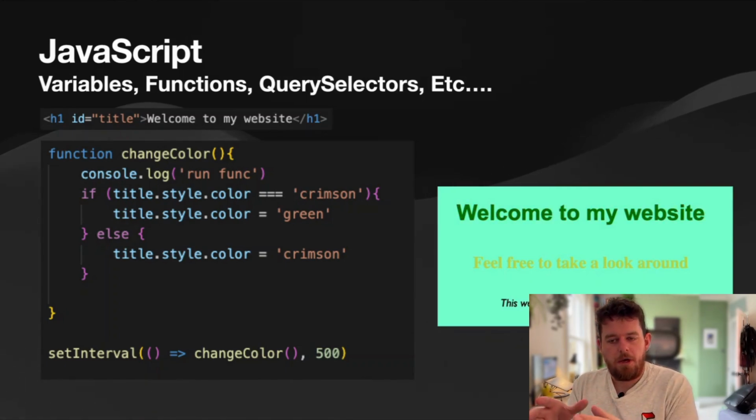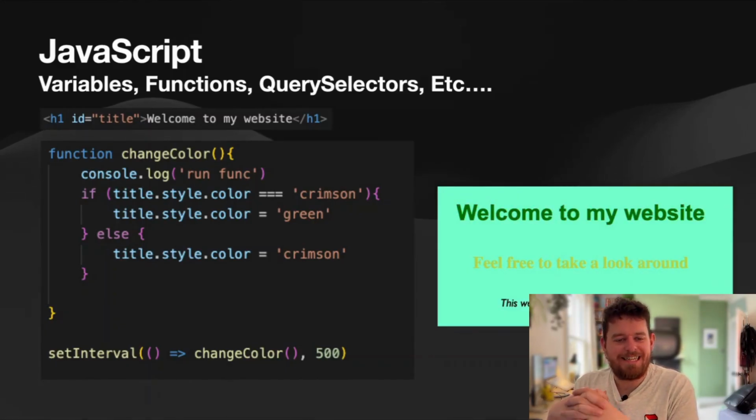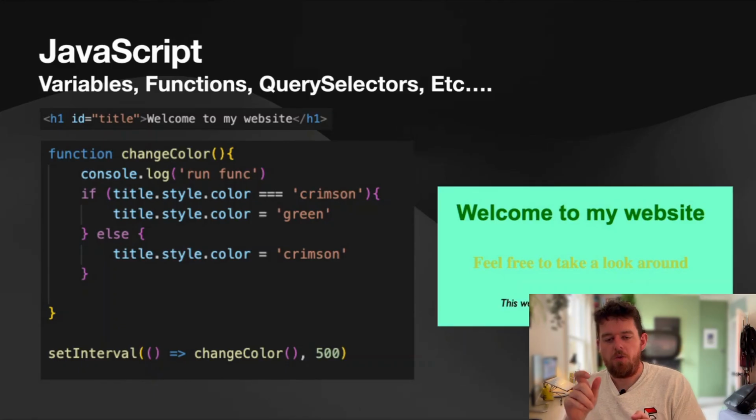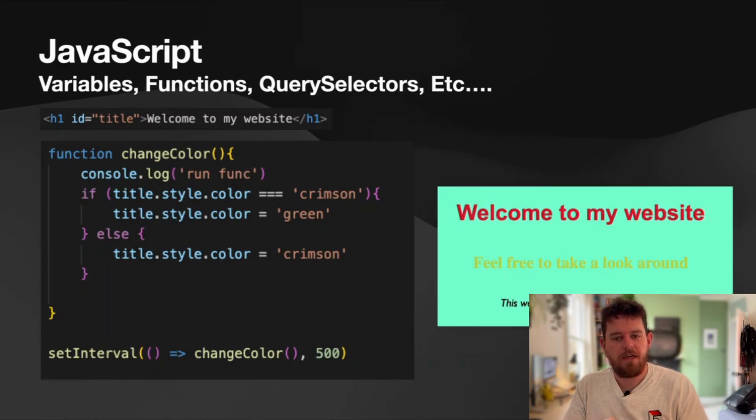Okay, that's great. But how do we actually get it to run? What we've done here is we've used something called a set interval. Basically what this will do is run whichever function we tell it to any number of times. We've added 500 as the second argument to that, but don't worry if this doesn't make too much sense right now. What that says is run this change color function every 500 milliseconds. So every half a second, we want it to change from green to crimson or from crimson to green.